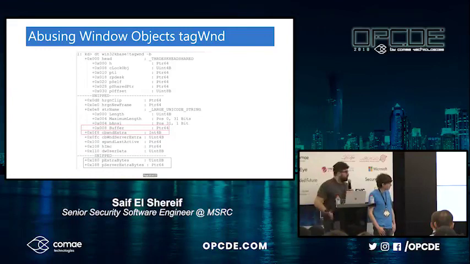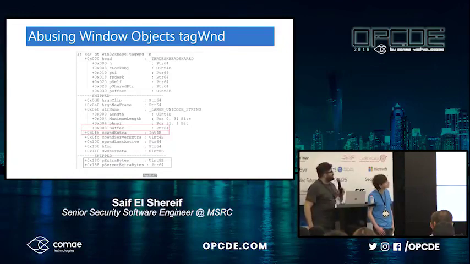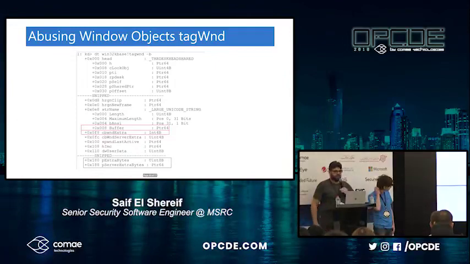The part highlighted in green is the extra bytes location in memory that you'll be able to read and write from. Now, it is worth mentioning that there are many ways that you can abuse a tagWND structure. For example, the string has a length and a maximum length that can also do the same thing. But we didn't want to cover that, because talking about tagWND can be a talk of itself. So we just wanted to talk about one of the very basic techniques of how we've seen this being abused in exploits before.